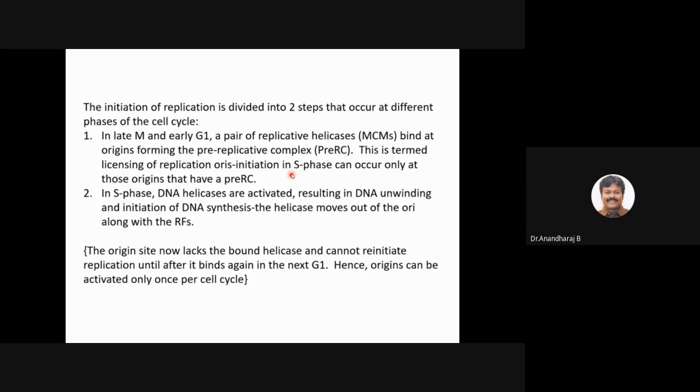I already informed you there are a number of origins of replication in eukaryotic organisms, but the expression of the origins of replication will differ from tissue to tissue and at different stages of metabolism.